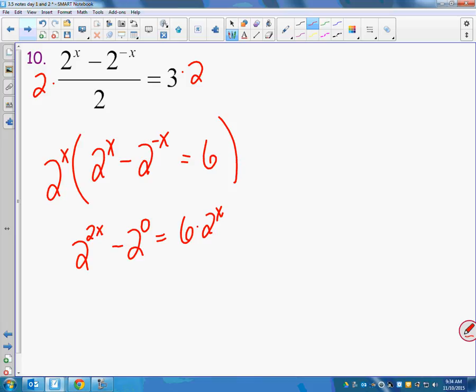See, look, it's a good problem. It makes us review all of our exponent rules. Okay, so here's what I want to do. I'm going to move this over, and what's 2 to the 0? That's just 1, right? So I'm going to say 2 to the 2x. I'm going to subtract this whole thing, all right? So I'm just going to say minus 6 times 2 to the x minus 1 equals 0.